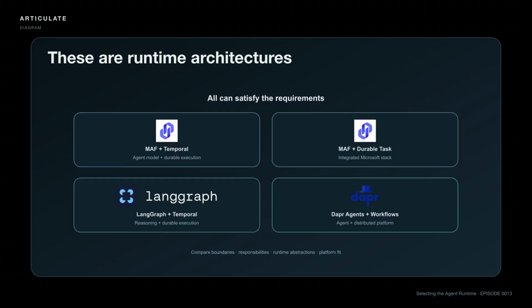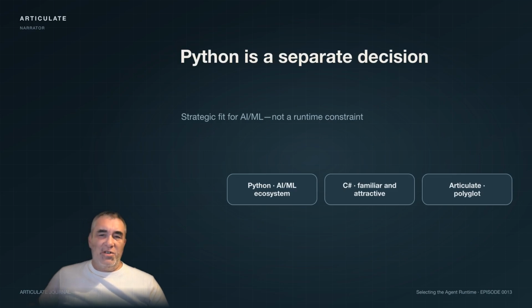Where do I want the boundaries between agents, workflows, and distributed application infrastructure? And which combination gives me enough capability without assembling more platform than I currently needed? There's another technology decision sitting underneath all of that I want to make explicit. Dapr Agents is currently Python based.